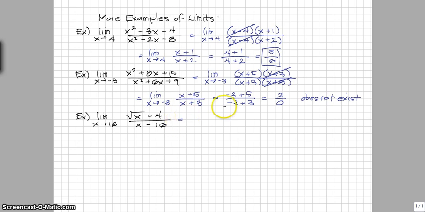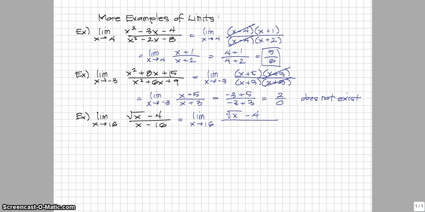So what I'm going to do here is set this equal to the limit as x approaches 16. The top is going to stay the same, the square root of x minus 4, and the bottom I'm going to want to factor. Even though normally we would say x minus 16 is not factorable, right? It's a non-factorable linear denominator. But it turns out that I can factor it if I treat it like a difference of squares.